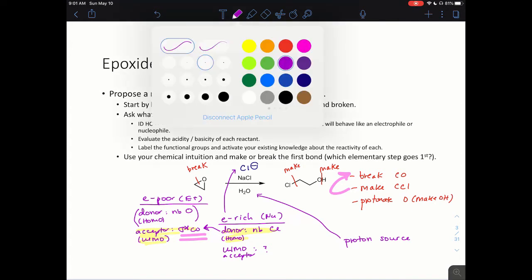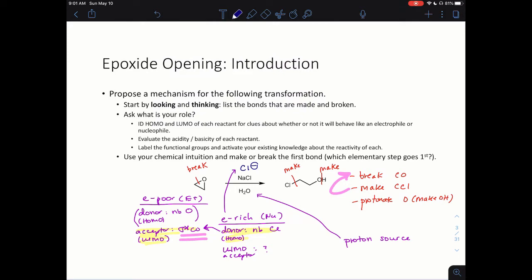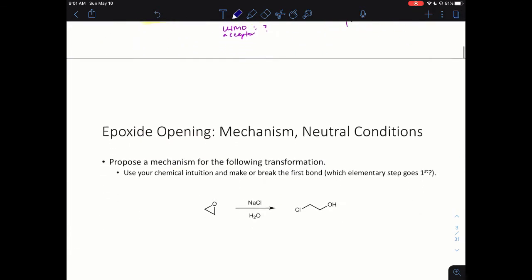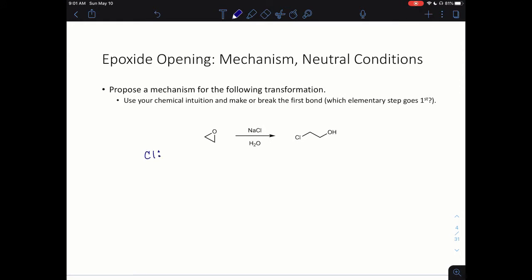So good, I think we're ready to start the mechanism. We're going to have the electron-rich species attack the electron-poor species. So here we go. We have chloride ion going to fill up sigma star CO, and that breaks the sigma CO. We'll generate an intermediate that looks like this. And of course, that was an SN2 reaction. That was a bimolecular nucleophilic substitution. So we generate this alkoxide-looking intermediate.